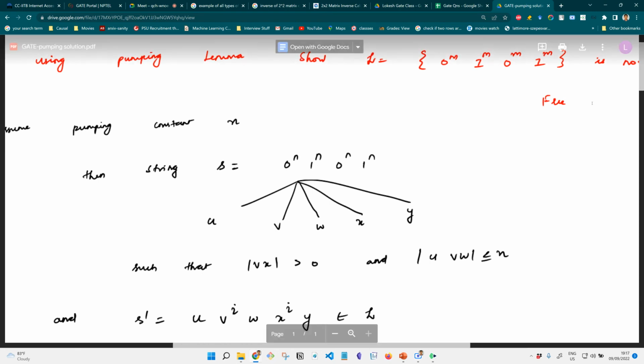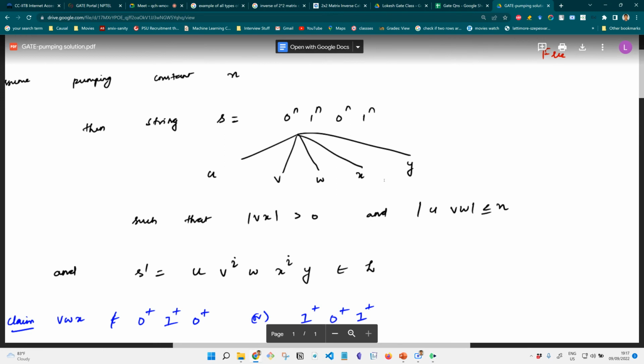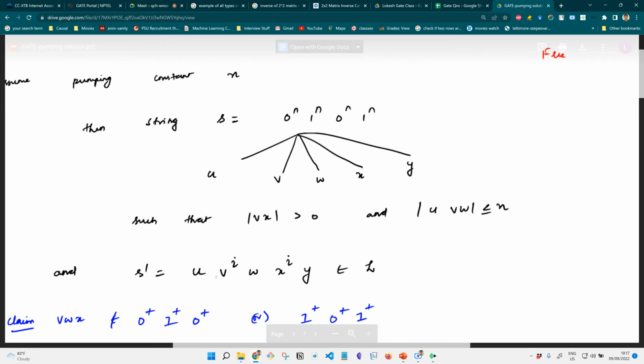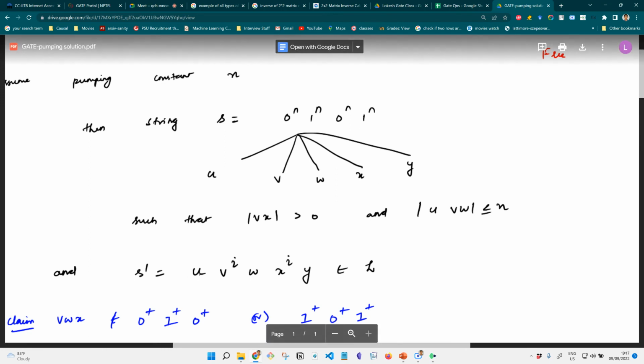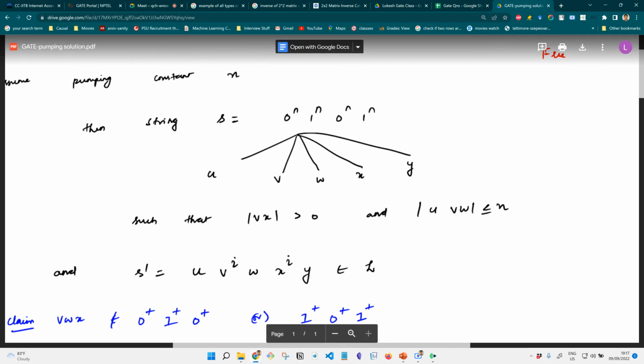And now because this is the pumping lemma for context free languages, you need to split the string into 5 parts: u, v, w, x, y. The v and x parts are the parts that you pump, so the pumping will happen this way. You will get s prime as u v^i w x^i y, correct? The pumping part, that is v and x together, should not be of length 0. And one other thing is that vwx together should have length less than or equal to n. These are the conditions, right?